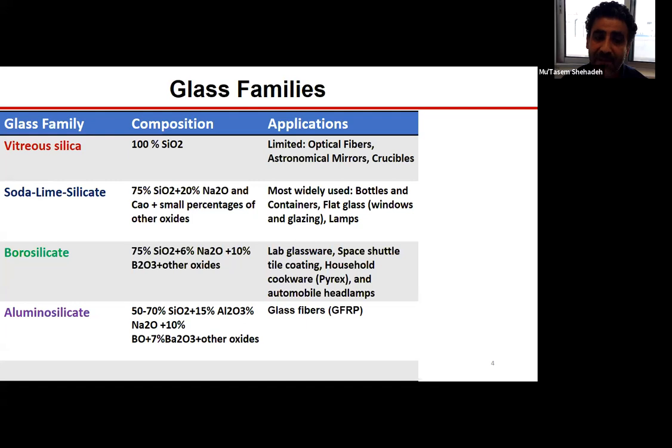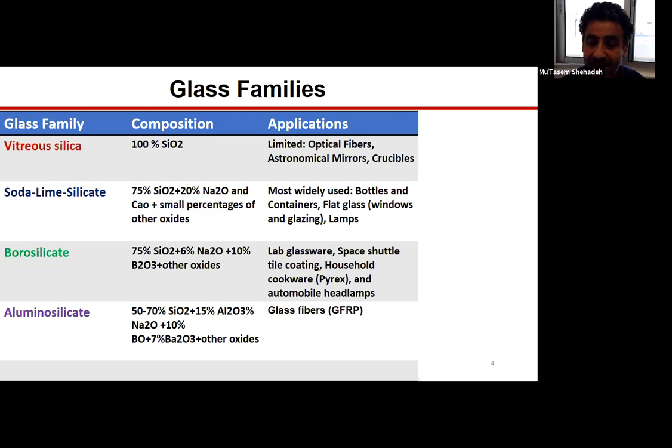Vitreous silica, this is pure silicon dioxide. It is an amorphous material. It is not crystalline, although it can be made crystalline under certain processing conditions to make quartz. This silica is used for very limited applications, such as optical fibers and mirrors that are used in astronomy. The limitation in the use of this material is because of its melting temperature, which approaches around 2200 degrees Celsius.